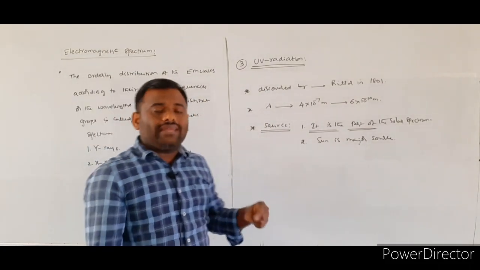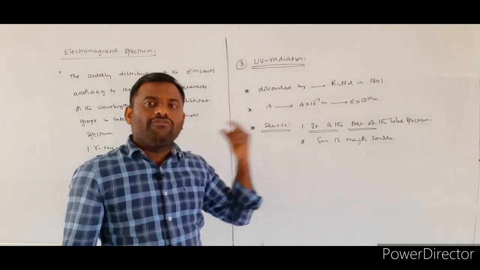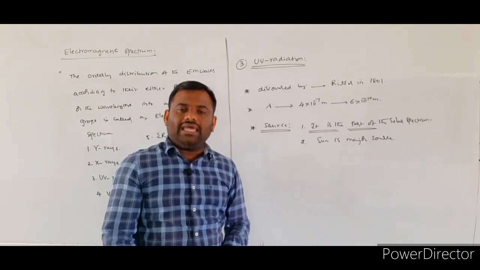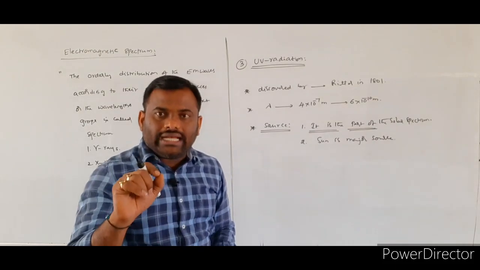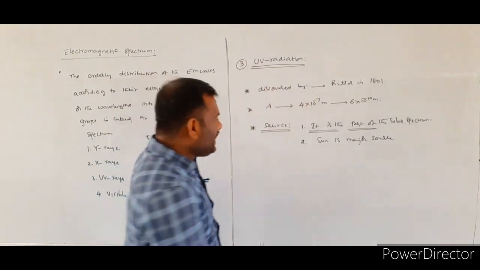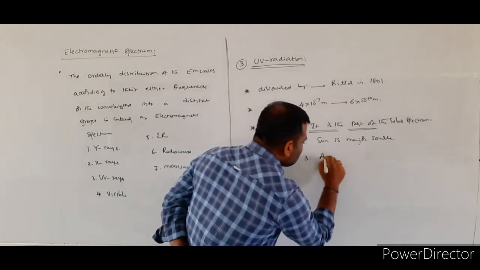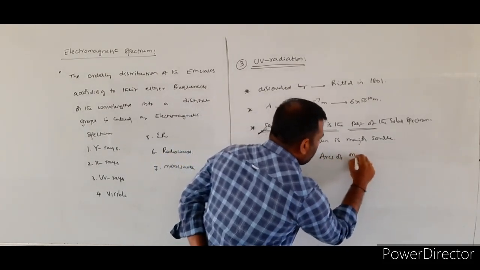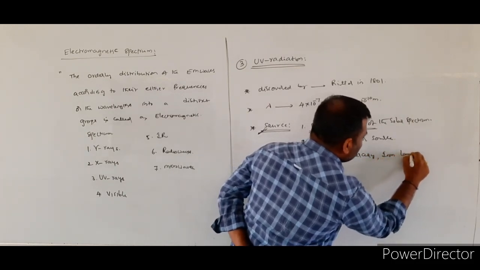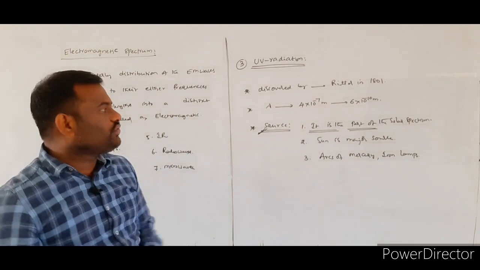Next. How can we generate the UV radiation? From the arcs of the mercury and iron lamps, we will get the UV radiation. So the other source for the UV radiation is the arcs of mercury and iron lamps.